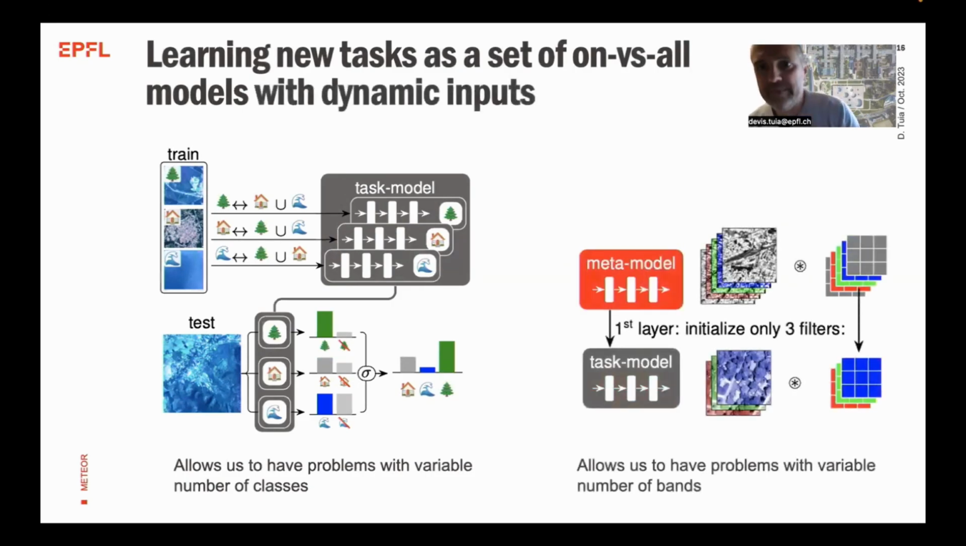The second difference is that the meta model is pre-trained with a superset of sensors. In this case, we had Sentinel-1 and 2, and so we learn the model with all the bands. And when we initialize the task model, we initialize only with the filters that the sensor specific to the task has. Okay, and this allows us to tackle different tasks with different sensors, in our case, Sentinel-1, Sentinel-2, and RGB sensor.